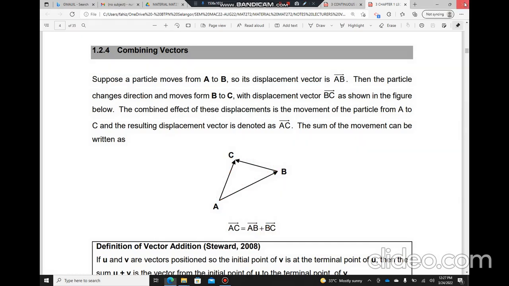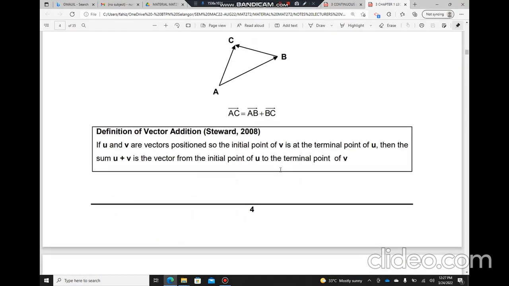Okay, definition of vector addition. If vector u and vector v are vectors positions, so the initial point of vector v is at the terminal point of vector u, then the sum vector u plus v is the vector from the initial point of u to the terminal point of v. So samalah, maknanya dia adalah hasil tambah untuk vektor dekat initial point u dan terminal point dia adalah v, sebab u tambah dengan v.